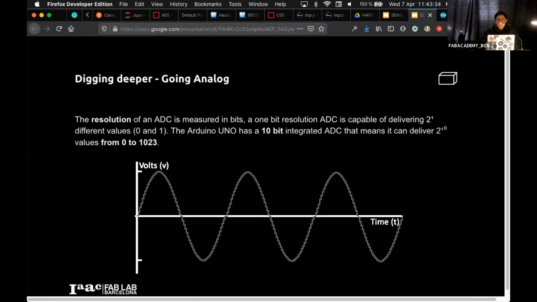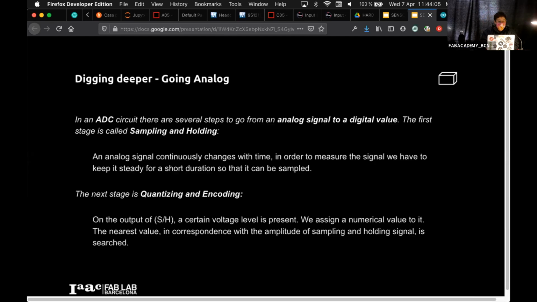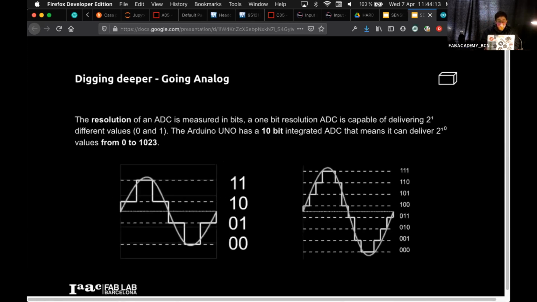But there's a trade-off. Just as you don't need a 20 million megapixel picture on your phone, you don't need a 20 million bit ADC for sensing some values. So basically what we're trying to do is read continuous values. For that, we will use a function called analogRead. There has to be an ADC in the pin that we are using, something that is capable of doing this process to sample and quantize. You see that it's not as simple as just taking a 1 or a 0, but there's a little bit more to it.